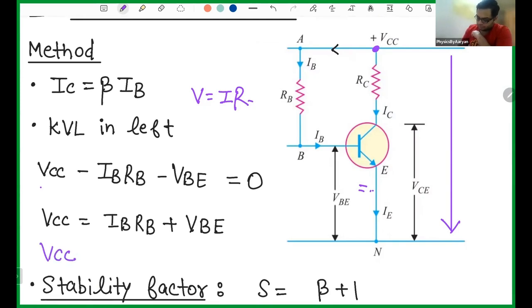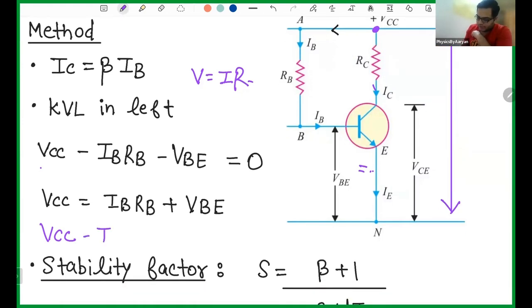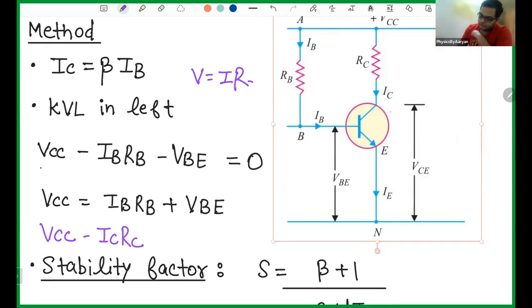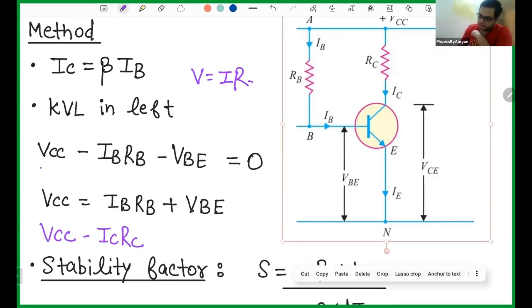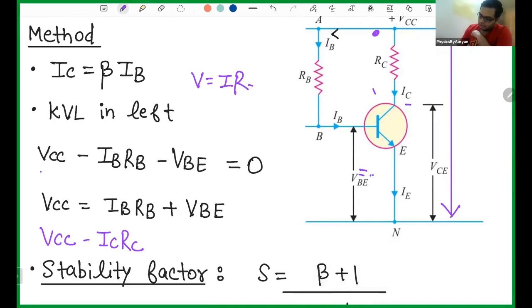And then what I do, I come down. So now voltage across this is ICRC. So I'm going in the direction of current, so minus IC into RC. Then I have to go from here to here. Sorry, let me come back. So this point to this point.